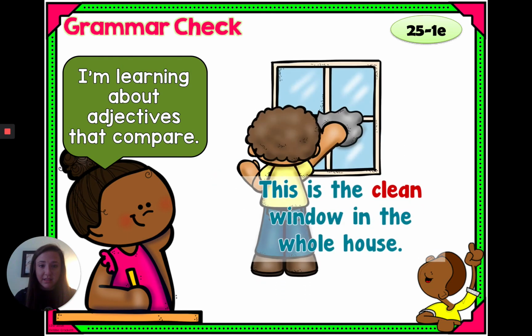This is the clean window in the whole house. Let's see if they assume there's 2 or 3 or more windows. This is the cleanest window in the whole house. So you know that means they probably have 3 or more windows. They added EST.